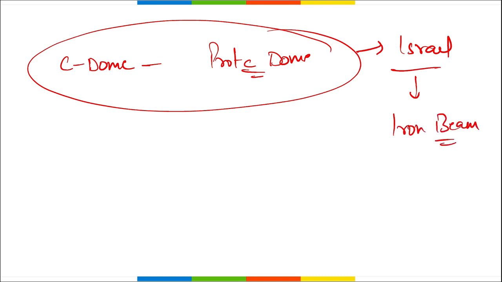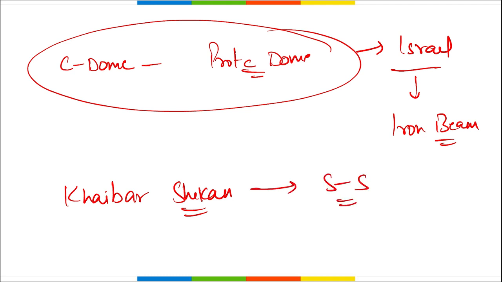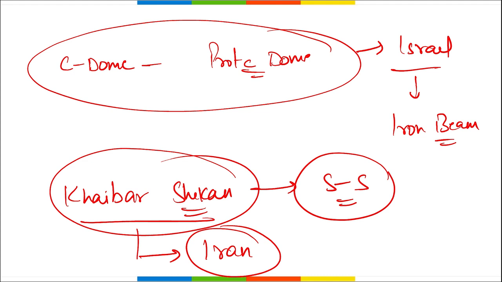Next, if the question asked to you is Khaybar Shekan, what is this Khaybar Shekan? Khaybar Shekan is a surface to surface ballistic missile. Can you tell me this Khaybar Shekan is of which country? It is of Iran. Khaybar Shekan is a surface to surface ballistic missile and it is of Iran.